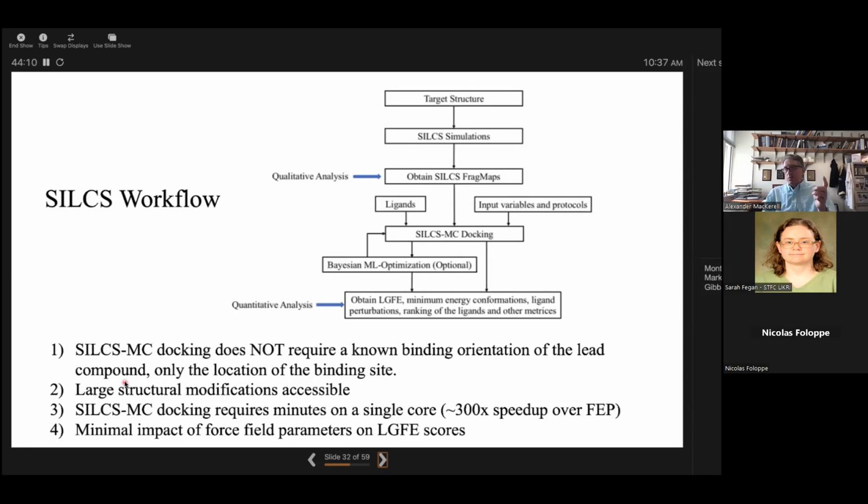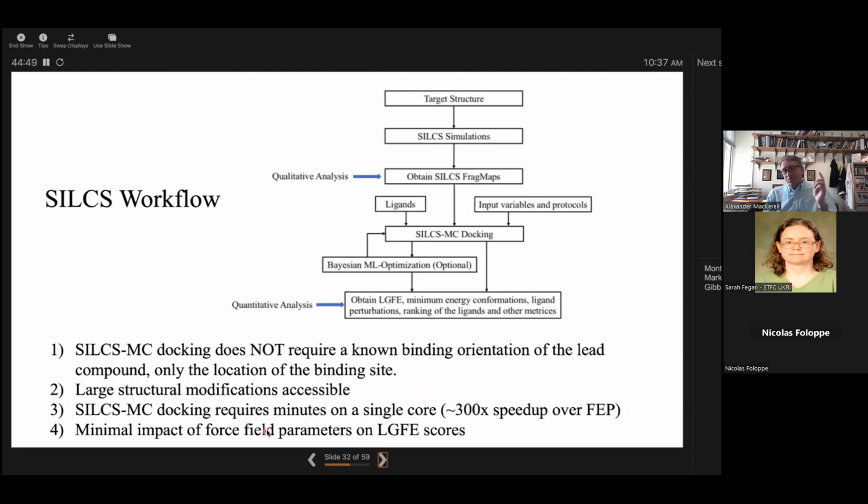The calculations that we did with SILCS, we did not start with a known binding orientation, okay? We did the docking with full three-dimensional sampling of rotational, translational space, as well as conformational space of the ligand. So the SILCS technology gives us FEP quality accuracy, but we don't need to know the initial orientation of, say, the lead compound. The methodology is accessible to large chemical modifications, adding full-blown rings and so on. Basically, it's hundreds of times faster.